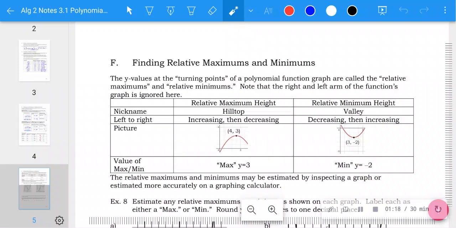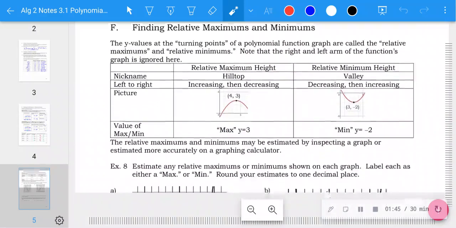By contrast, a minimum height, relative minimum height, you're looking for a valley, and as you're going from left to right, it goes downhill first, and then when it gets down there, it turns around and starts going back uphill. And here, the minimum height is the y value is -2. These maxes and mins are always y values. So you essentially ignore the x value.